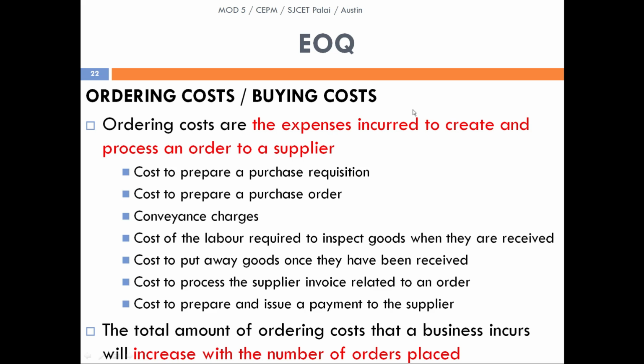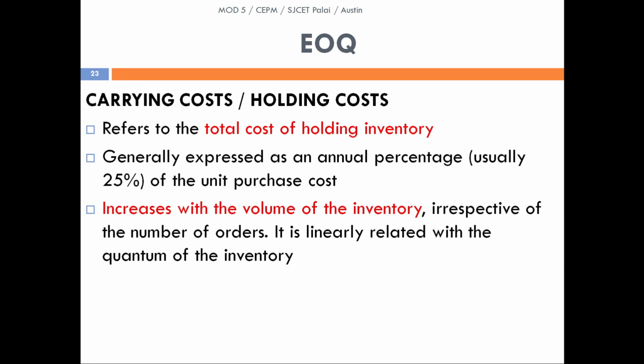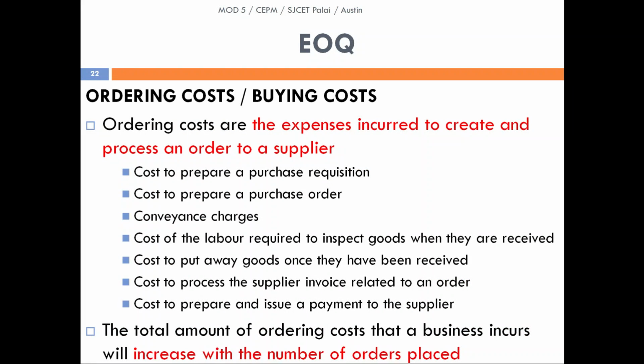When we are studying EOQ, we have to take into consideration two major costs. The first is the ordering cost or buying cost, and the second is the carrying cost or holding cost. The ordering cost is the expense incurred to create and process an order to a supplier. If we give an order to the supplier and the supplier is supposed to provide us the material, then the cost incurred in placing that order is the ordering cost or buying cost.